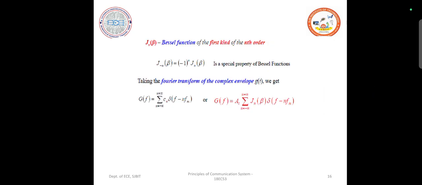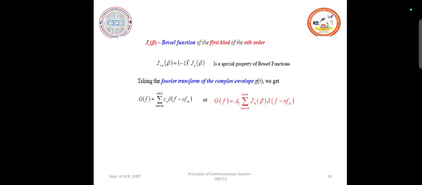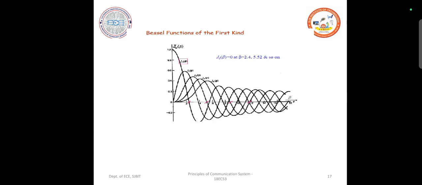So you can observe 1 over 2 pi integral minus pi to plus pi e to the power j beta sine theta minus n theta is what is basically Jn of beta. So we take the help of Bessel function in defining the equation for a Fourier frequency modulation, so that we get to know what is actually the total bandwidth of an FM signal. So this is how the Bessel function will look like when you plot it for the first order. And these are all for different n values, n equals 0, 1, 2, 3 for a specific beta value, which is 2.4, 5.5 and so on.